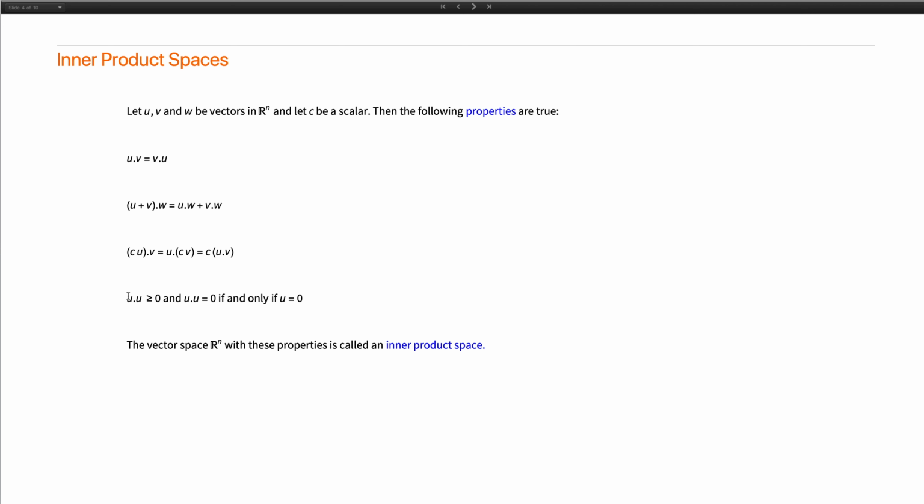One other important point is that if you do a dot product of a vector with itself, the answer will always be non-negative, and it will be 0 if and only if the vector itself is 0. So we have a vector space with the operations of addition and scalar multiplication, and now we have an inner product, and together they give us something called an inner product space. So Rn is now an inner product space.